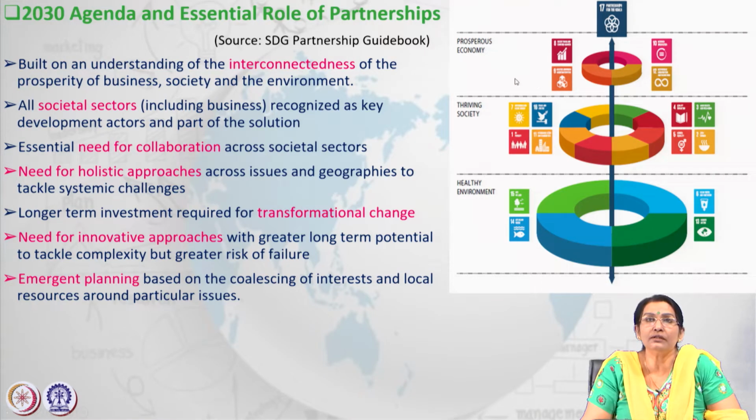Thereafter comes economic prosperity, that is, the prosperous economy. Once we have achieved everything up to this level, all these 8 plus 4, 12 SDGs, then the remaining 5 SDGs will determine the prosperity of the economy. That is SDG 8 related to decent work and jobs, SDG 9, SDG 10 and SDG 12.